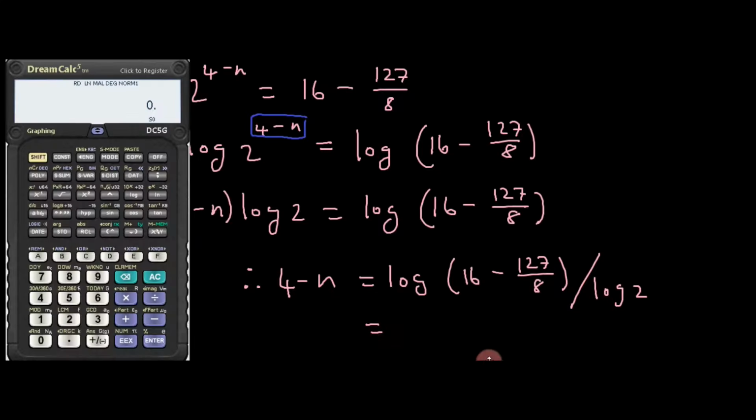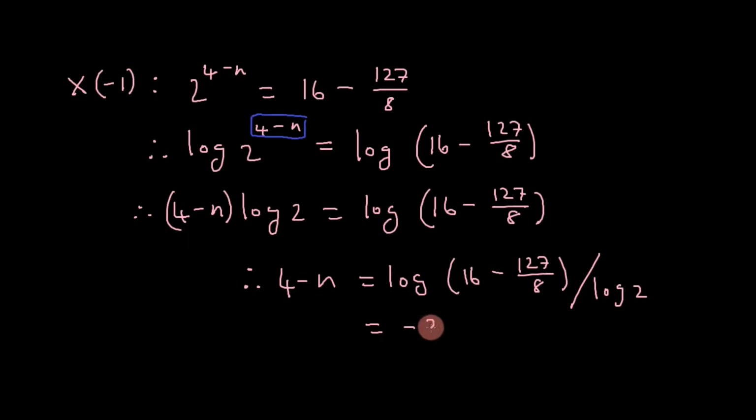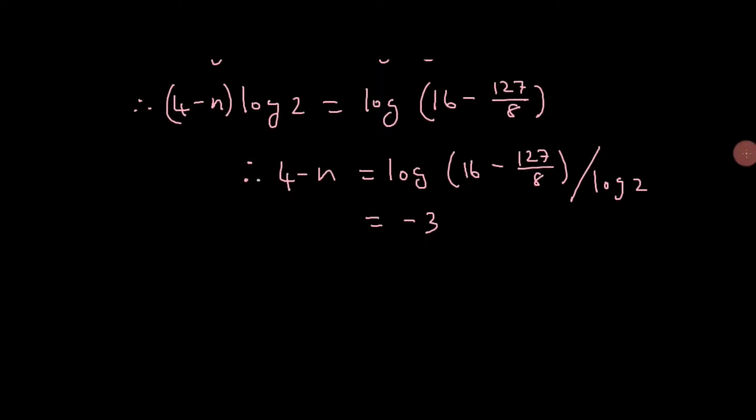So on a calculator, our answer comes to negative 3. Now we can solve for n. So negative n equals negative 3 minus 4, which is negative 7. And hence n is 7.